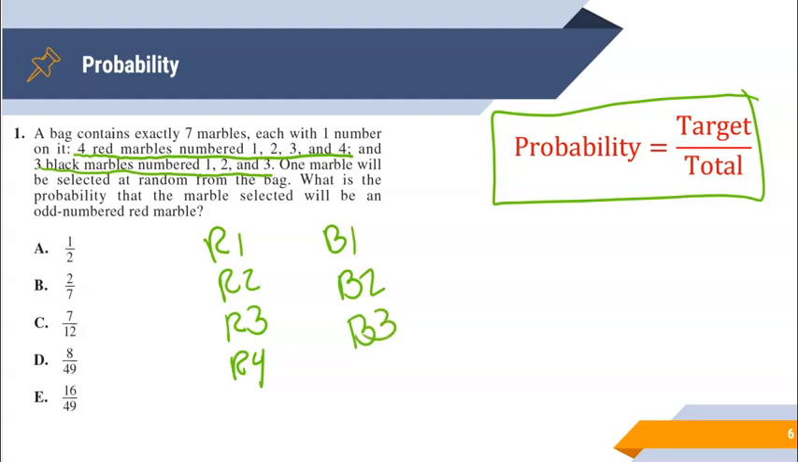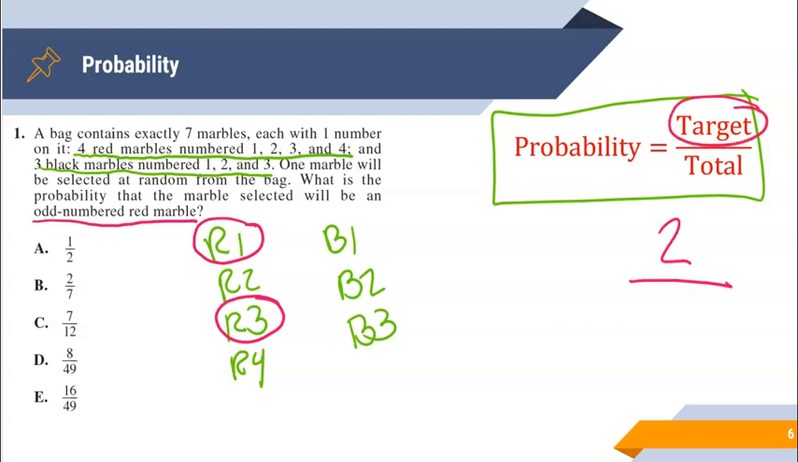Okay, now the question says, what's the probability that the marble selected will be an odd numbered red marble? So how many red marbles are odd? I believe there's 2 of them, so that's our target, 2. How many total marbles are there? If I add up all these things, there are a total of 7. So our answer is 2/7, letter B.